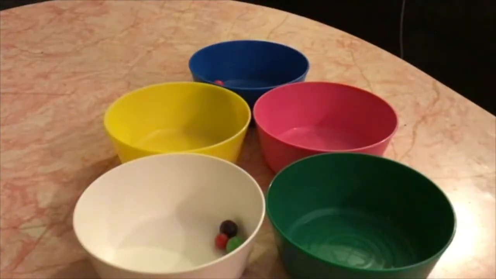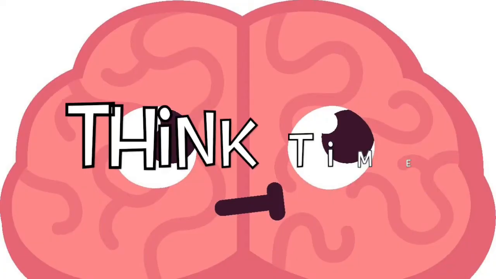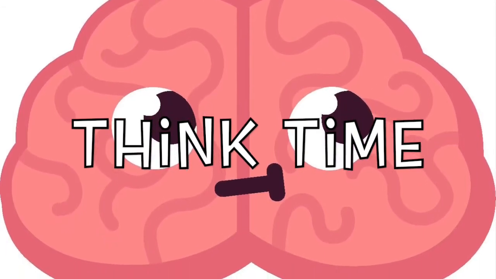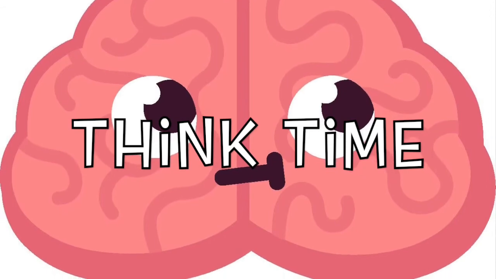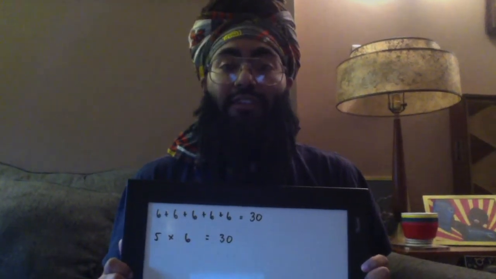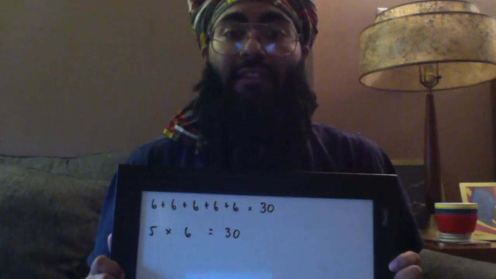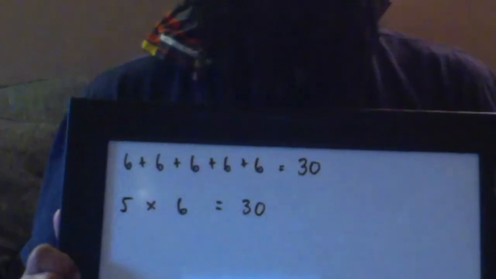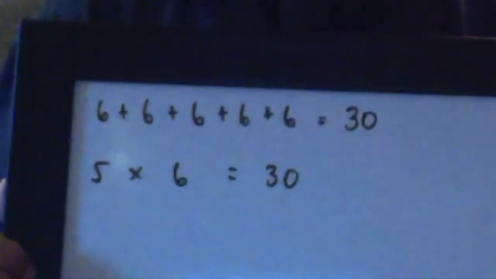On a piece of paper, write a multiplication sentence and a repeated addition sentence that represents the situation. Great. You should have come up with this. 6 plus 6 plus 6 plus 6 plus 6 equals 30, and 5 times 6 equals 30.